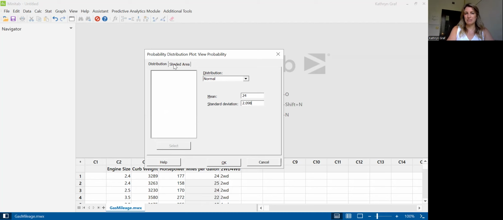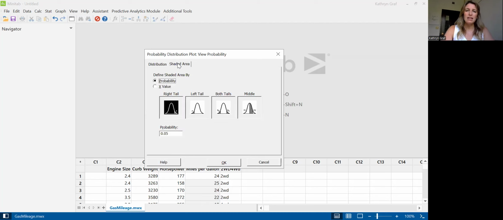My next step is to go to Shaded Area. Under the shaded area, this is where I'm going to choose if I'm searching for a probability or a percentile. Right here, you need to read the little writing, because when we skip this, it's hard to choose the right option. It says, define the shaded area by. I want you to visualize this curve, because it's asking, what are we defining the shaded area by?